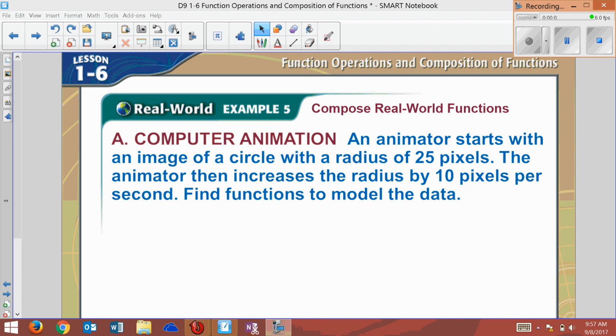Now you might be wondering, why on earth are we doing composition functions? What do they have to do with anything? Well, in real world problems, they actually make things a lot easier once we know how to use them. Here it talks about computer animation.